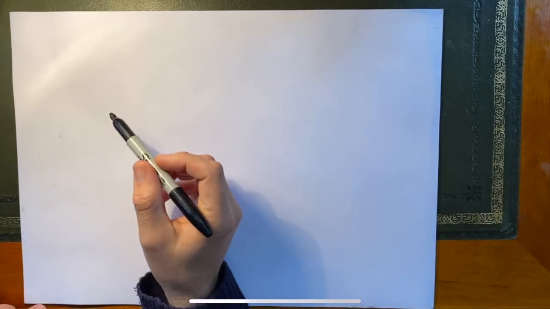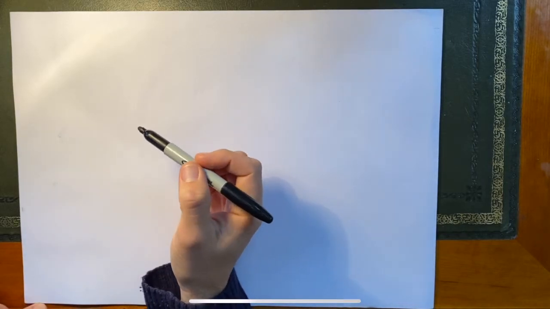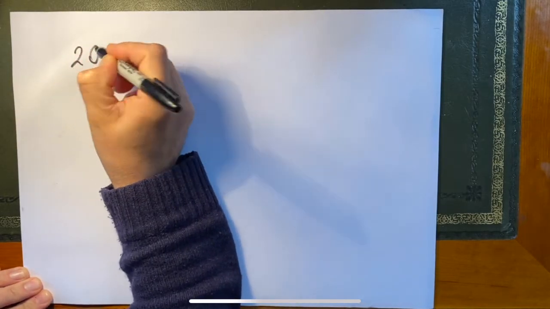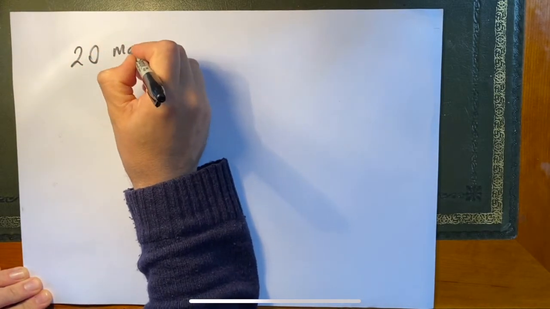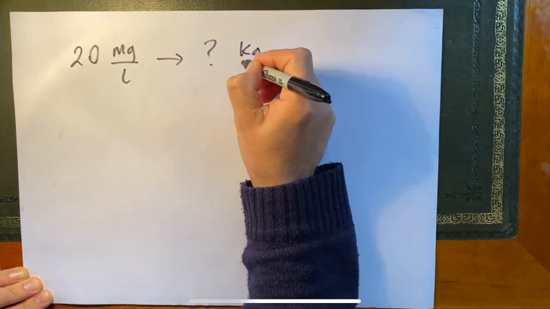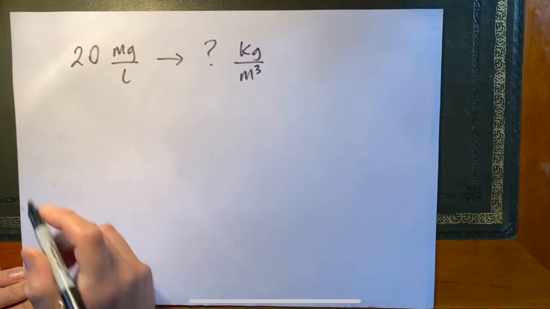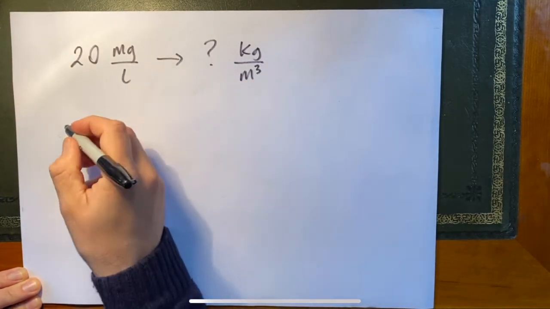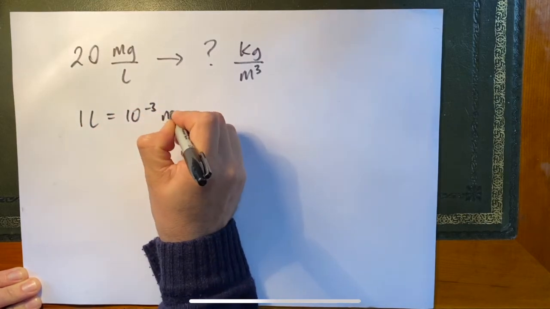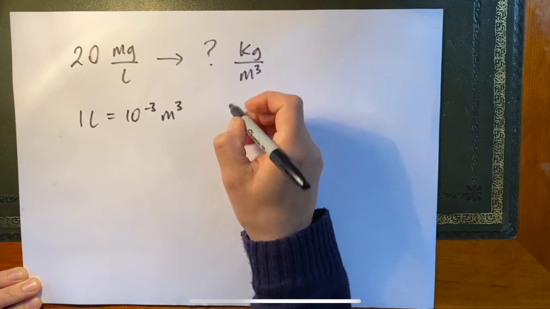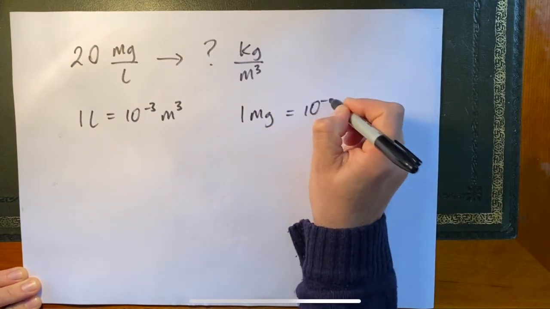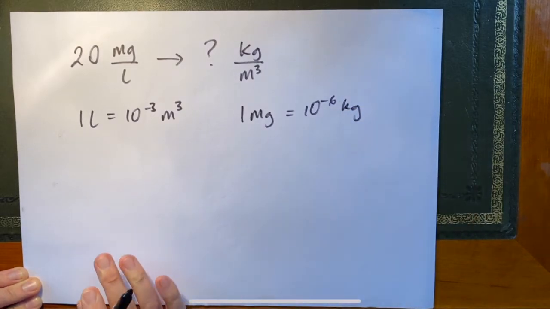Hi, I wanted to give another way of working through question 3E on worksheet 5, which was the unit conversion, which asked you to go from 20 milligrams per litre into whatever that is in kilograms per metre cubed. So in the question, I tell you that 1 litre is 10 to the minus 3 metres cubed, so these are both volumes. And I also tell you that 1 milligram is 10 to the minus 6 kilograms.